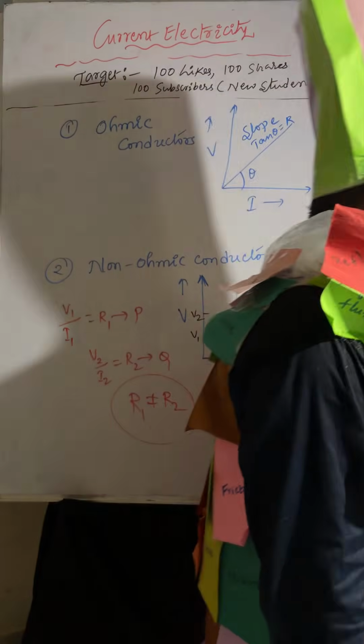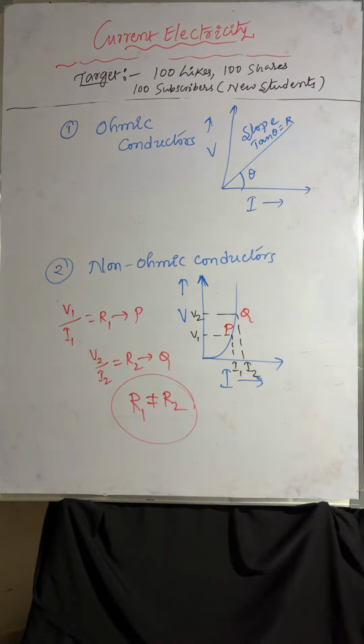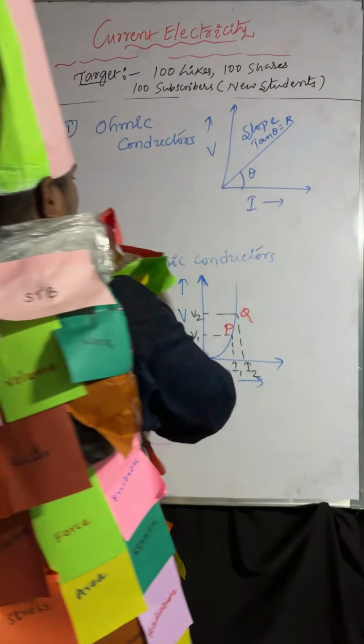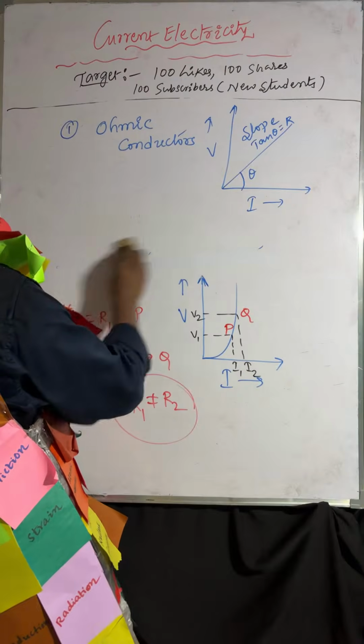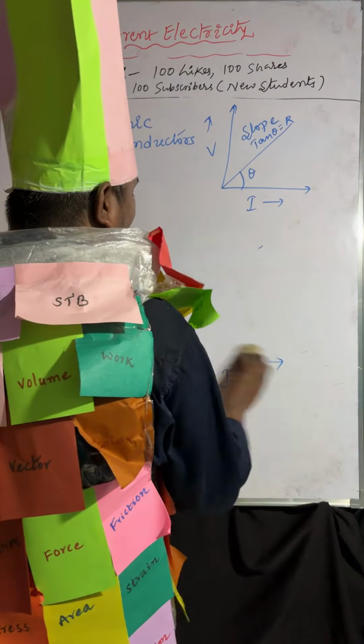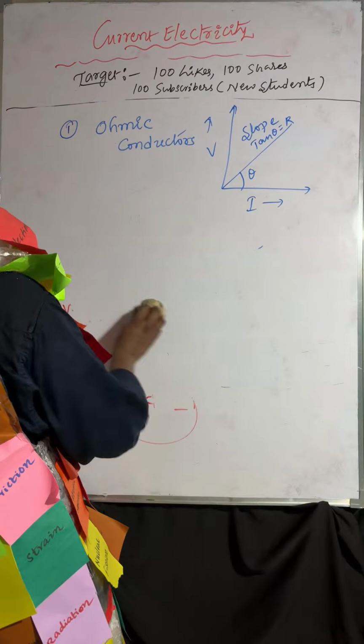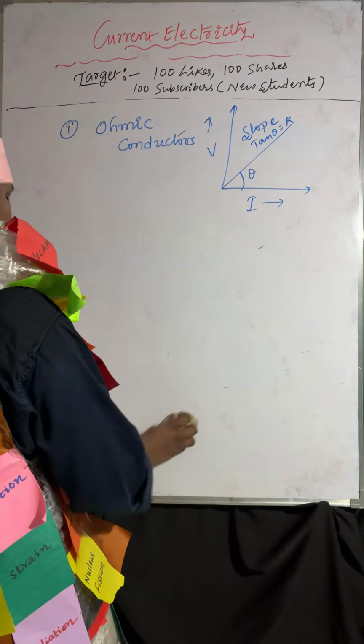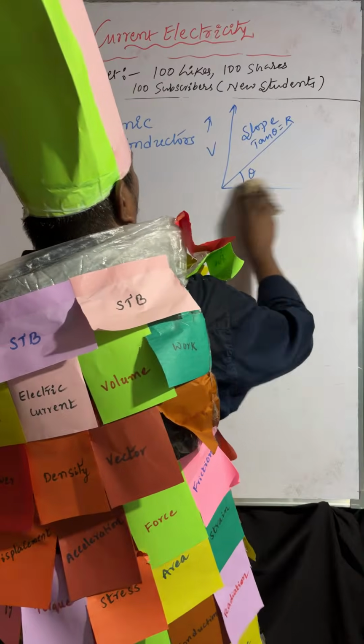Ohmic conductors are the conductors which obey Ohm's law. The conductors which do not obey Ohm's law are called non-ohmic conductors. I hope it is very clear. So, ohmic conductors and non-ohmic conductors. Next we will discuss electromotive force.